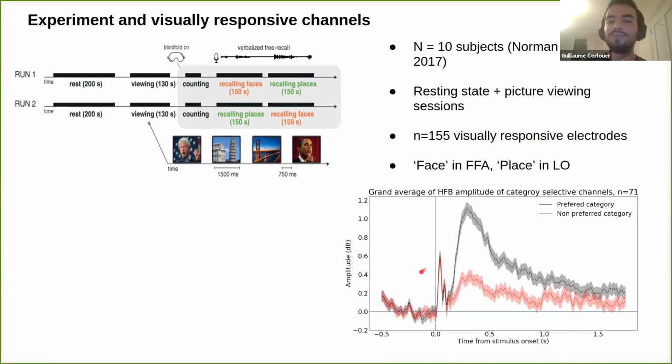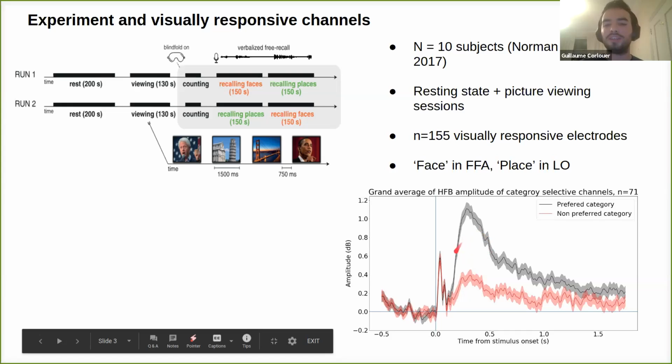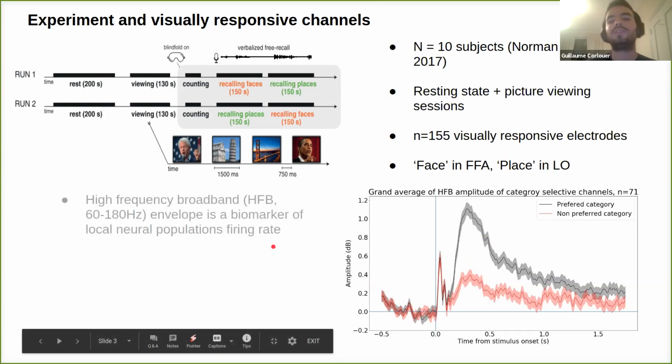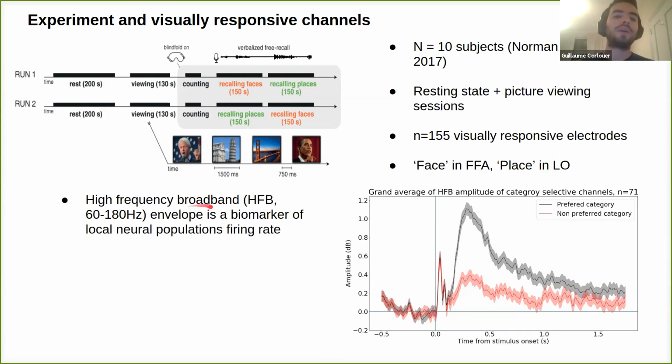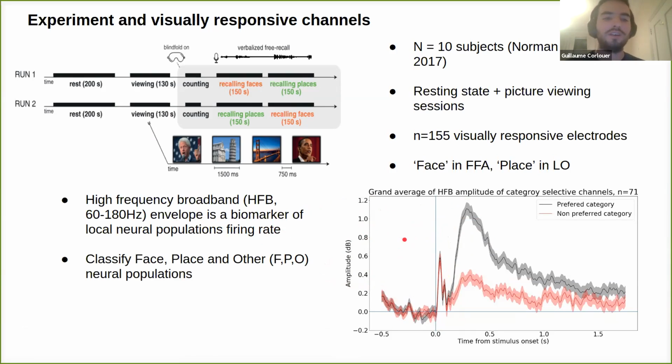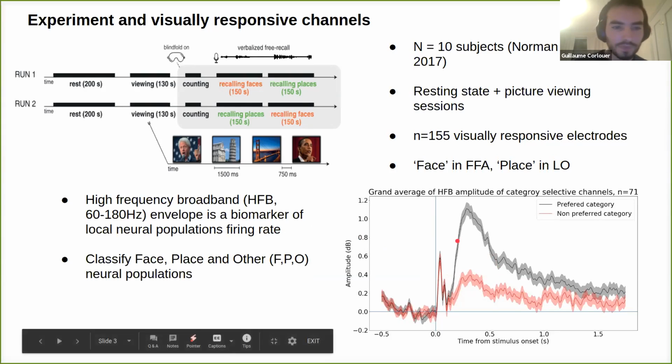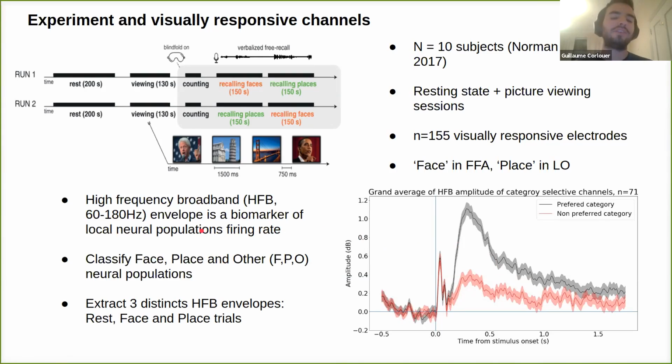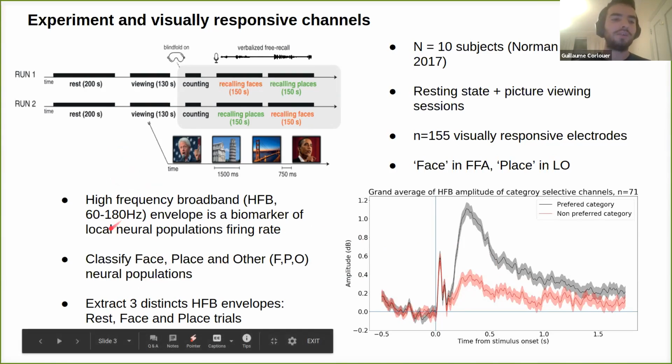So in particular, we are interested in the high frequency broadband amplitude of the visually responsive channels. It has been shown in previous studies that this high frequency broadband amplitude is highly correlated with local population firing rates. So we use the high frequency broadband amplitude as a proxy for local neural population firing rates. Furthermore, the high frequency broadband amplitude response after stimulus presentation allows us to distinguish between face responsive population and place responsive population, and another category of visually responsive population that don't discriminate between face and place stimuli. So with this, we extract 3 distinct high-frequency broadband envelopes that correspond to 3 kinds of trial: resting state trials, face trials, and place trials.